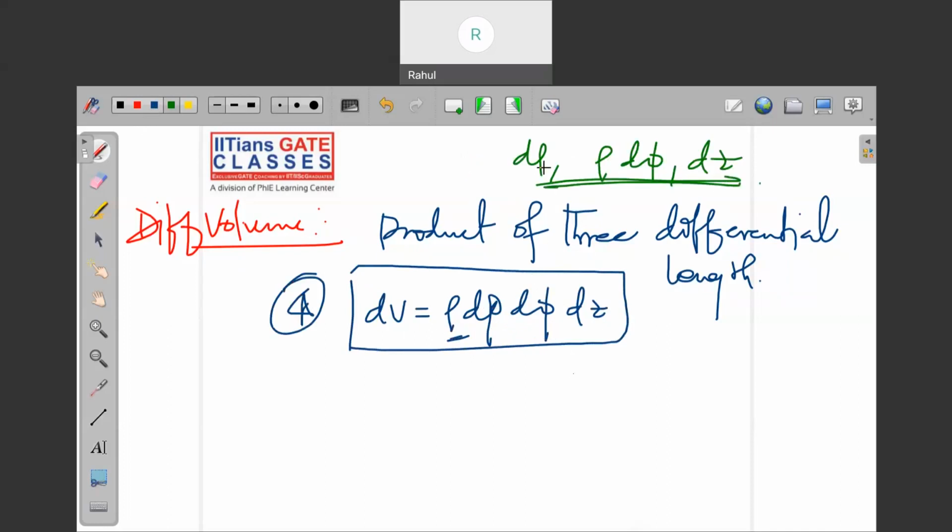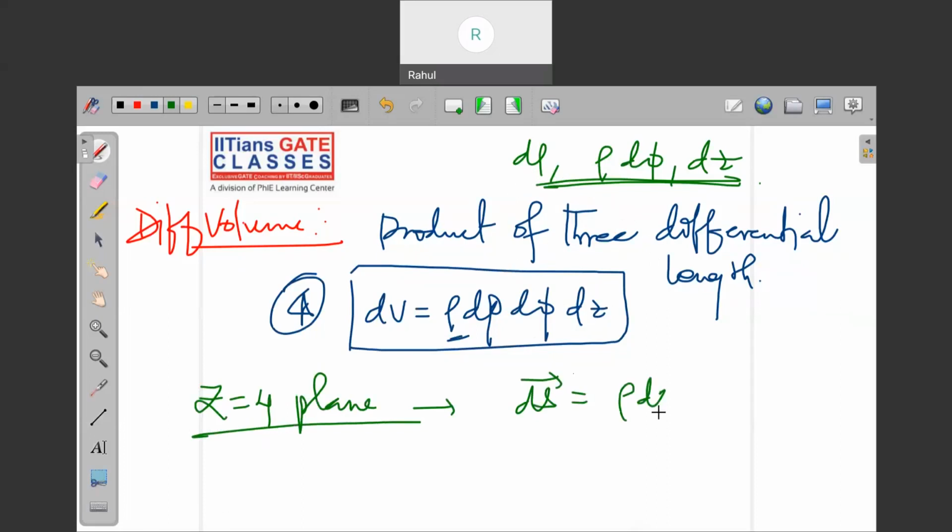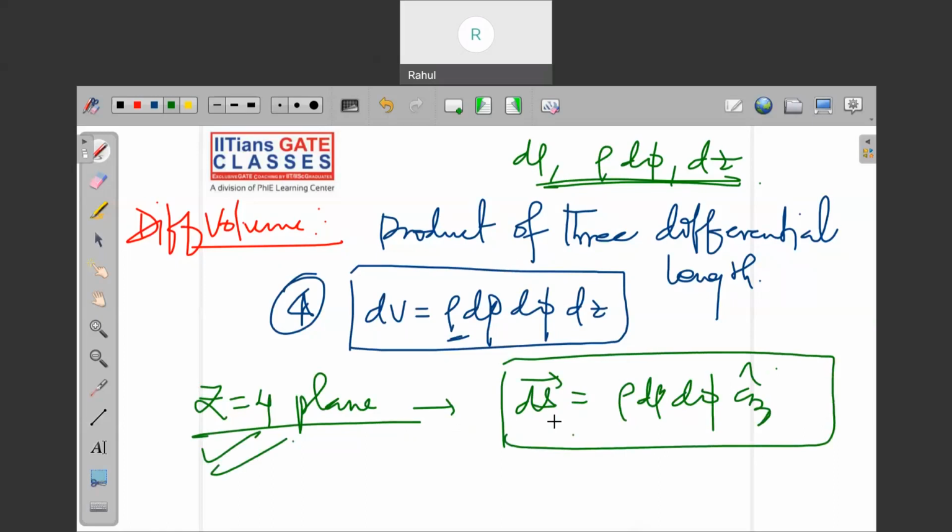And if you want to find the surface area, in the question they will mention that one coordinate is fixed, or they have given the value z equal to 5 plane, right? If the z equal to 5 plane is given, the differential surface area will be rho d rho d phi. Understand? Suppose z equal to 4 plane. So what is going to be the surface area? ds equals rho d phi dz a z cap, because this guy is a constant. So this is how we have to keep this in mind.